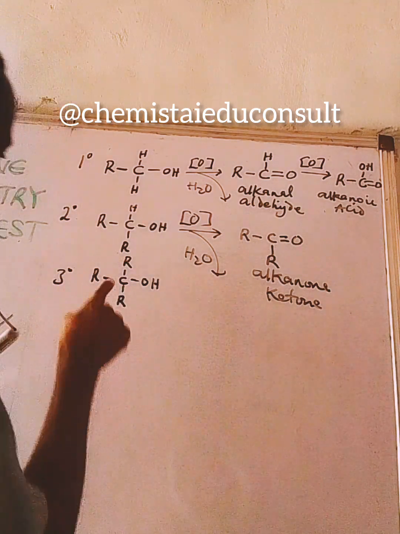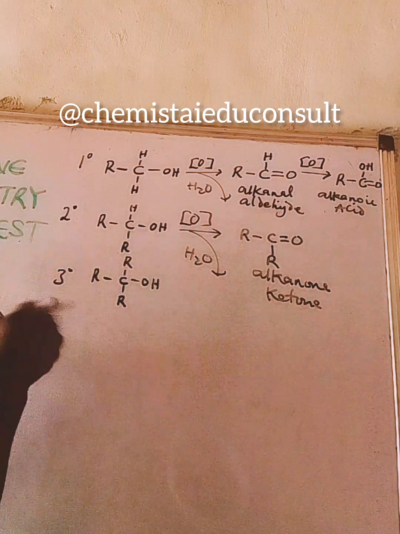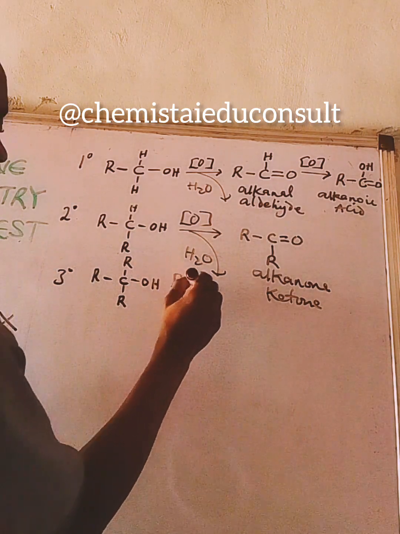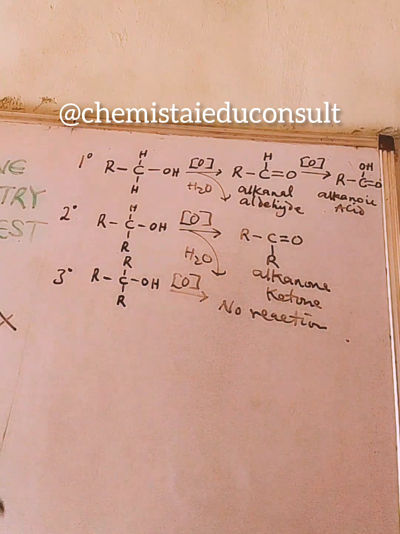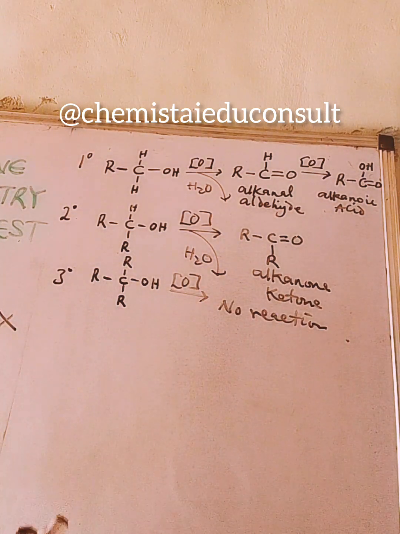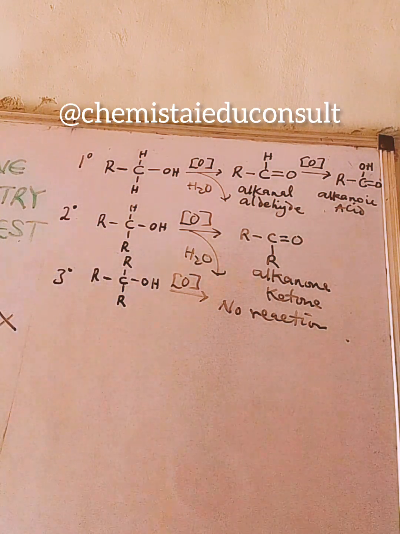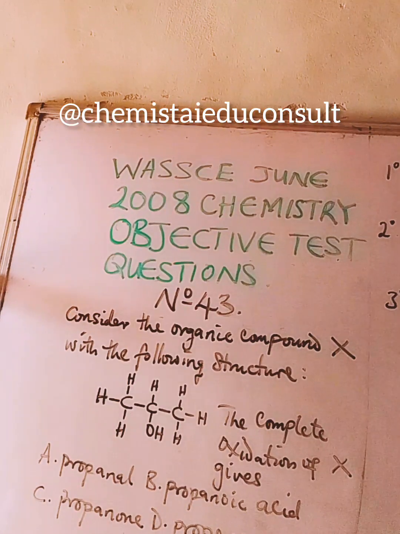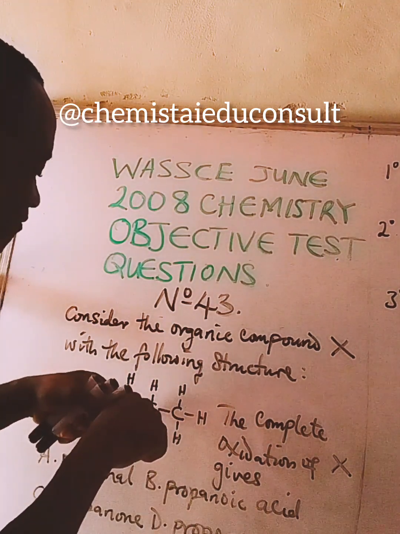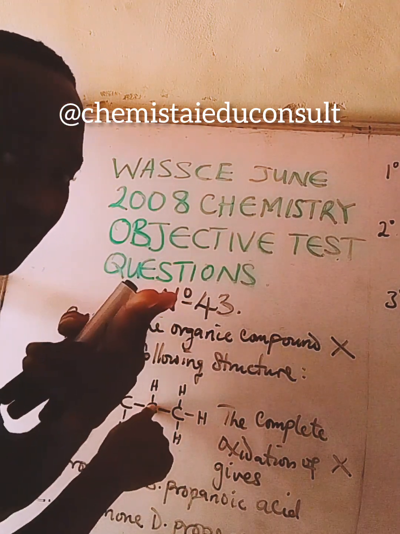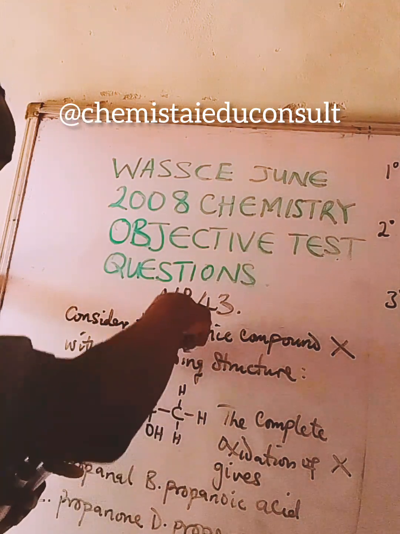Here, this is a tertiary alkanol. This carbon has no hydrogen. So when you put oxygen there, there will be no reaction. No reaction. So what we are going to consider in these options is, is this structure a primary alkanol, secondary, or tertiary? Primary alkanols must have this carbon having 2 hydrogen atoms. Secondary must have 1 hydrogen atom. Look at it, this is a secondary alkanol. It has only 1 hydrogen atom.